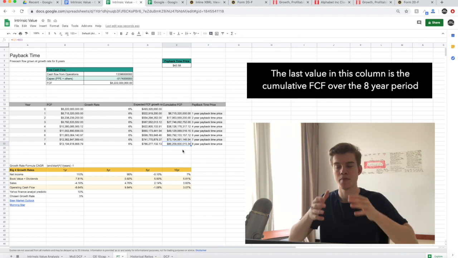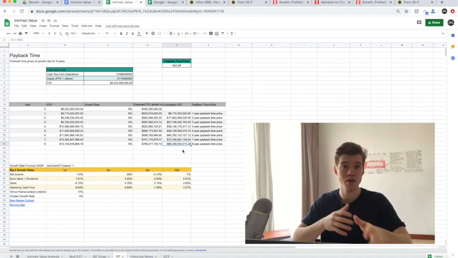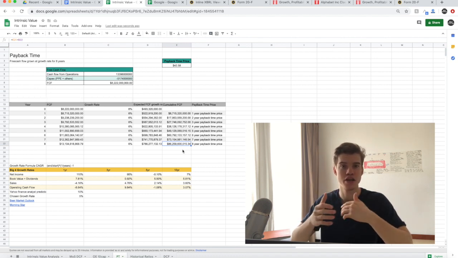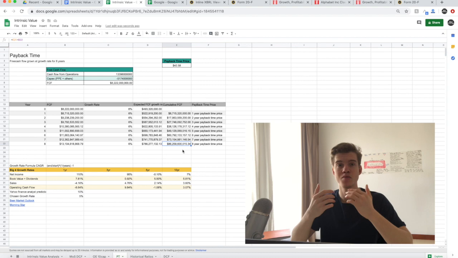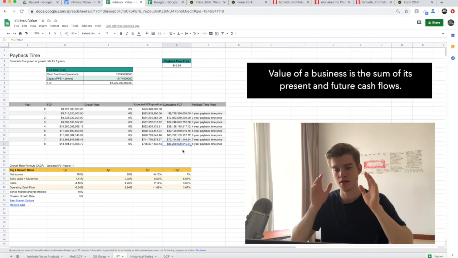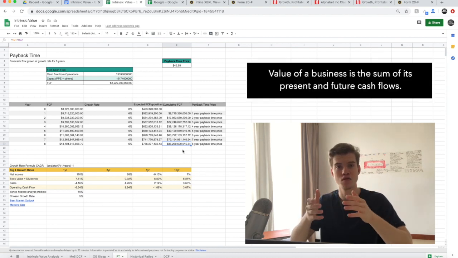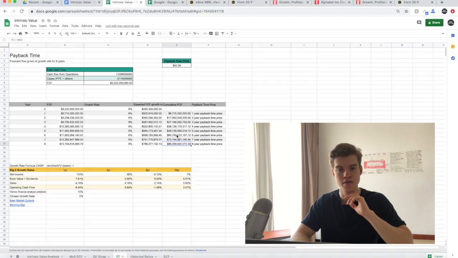So what this means is that over an 8-year period, if AB InBev's free cash flow is expected to grow at around 6%, they would have generated around $86 billion in free cash flow. This is one way to value the business, because you can think of a business as just the sum of its present and future cash flows. We can now take this number and divide it by the number of shares, which we have over here.